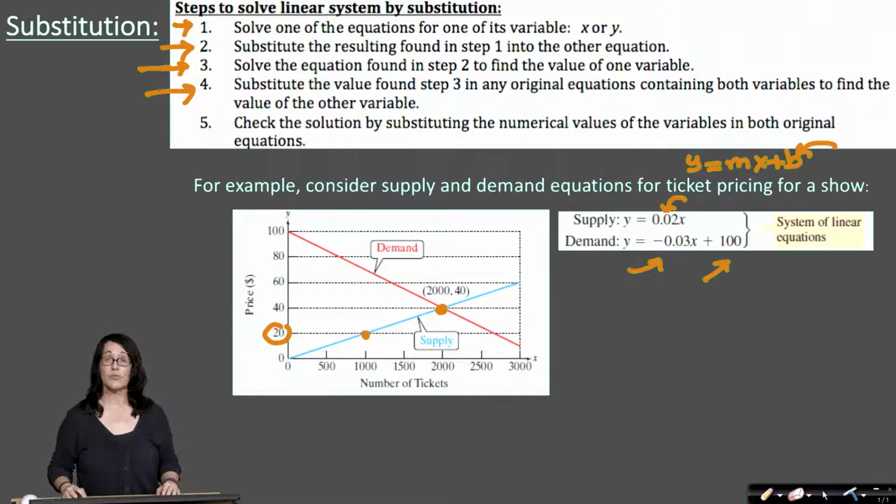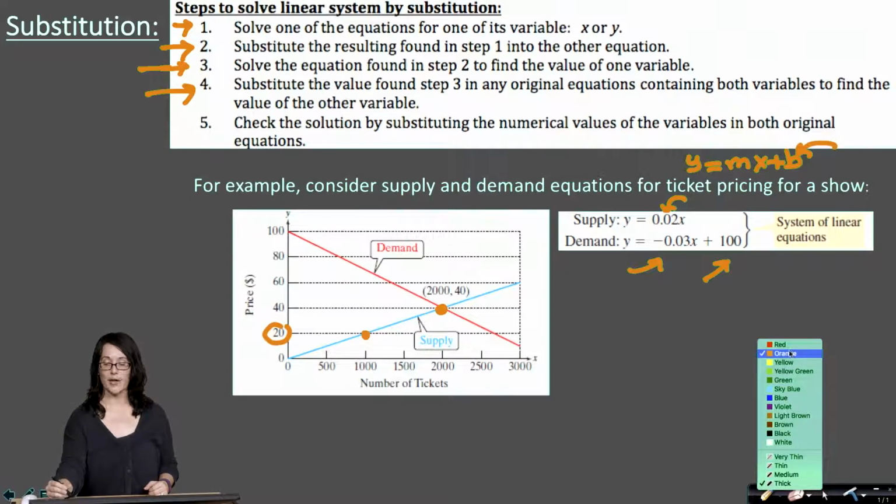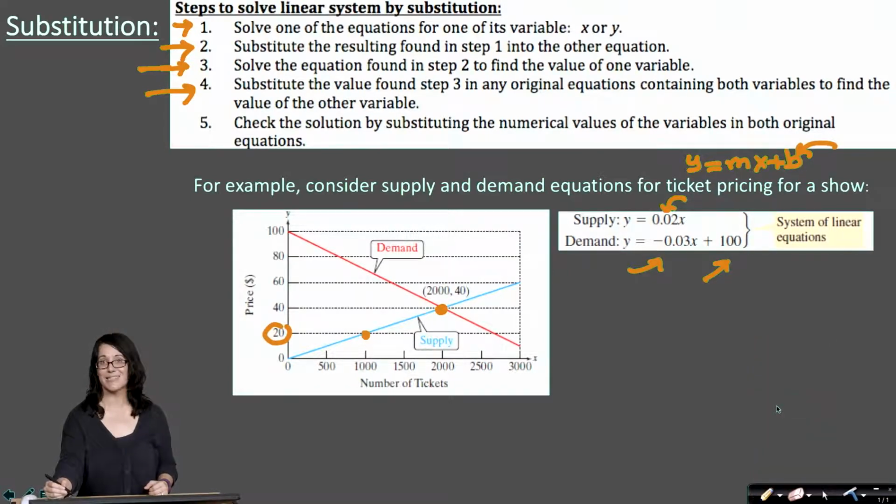All right, so once we have this set up, we have the two equations, and we'd like to know when supply and demand would intersect. It's called the equilibrium point in this example. We could use the substitution approach. Step 1 of substitution was to isolate one of the variables. Well, we already have that done for us in the first equation, don't we? y is by itself. So I could substitute the expression that y equals for supply, which is 0.02x, for what y equals in the demand function.